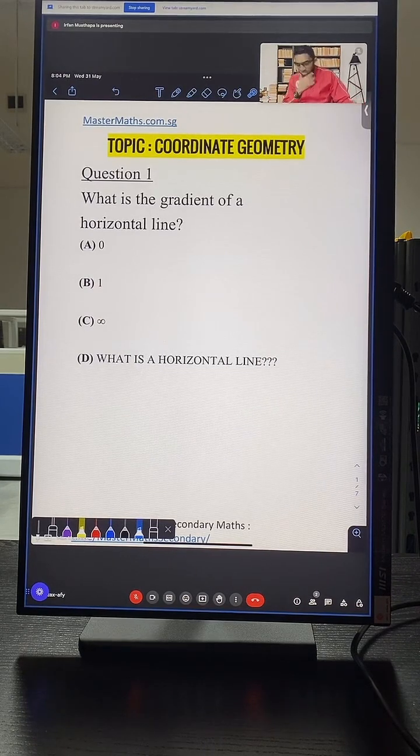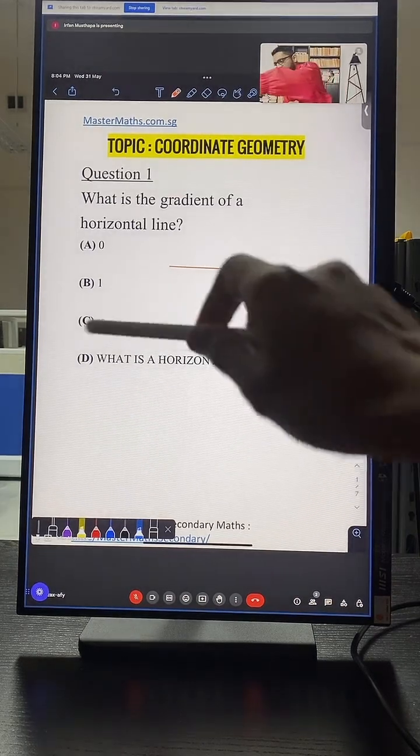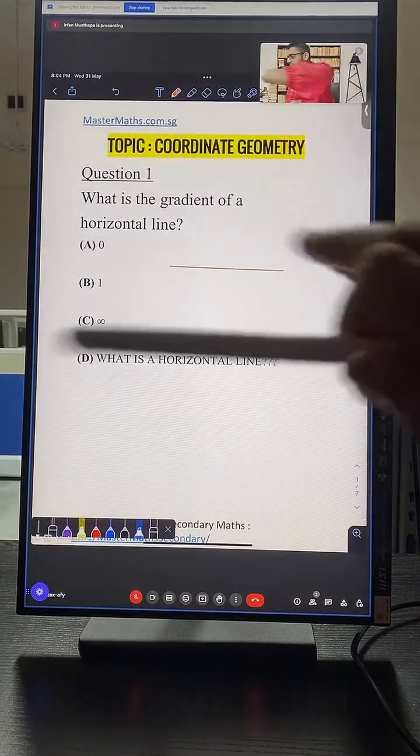If you have a horizontal line, some of you are like, hey coach, what in the world is a horizontal line? You're not so sure about that. Let me help you out. A horizontal line is a line that is like this. I'll draw it for you. Ta-da! This is a nice flat horizontal line. There is no slope, no steepness, nothing.